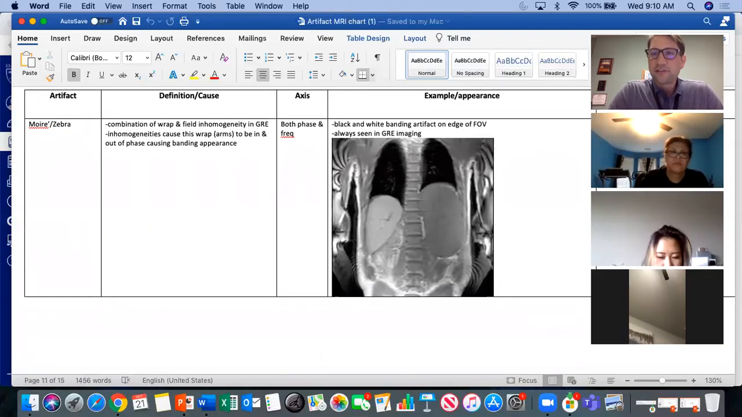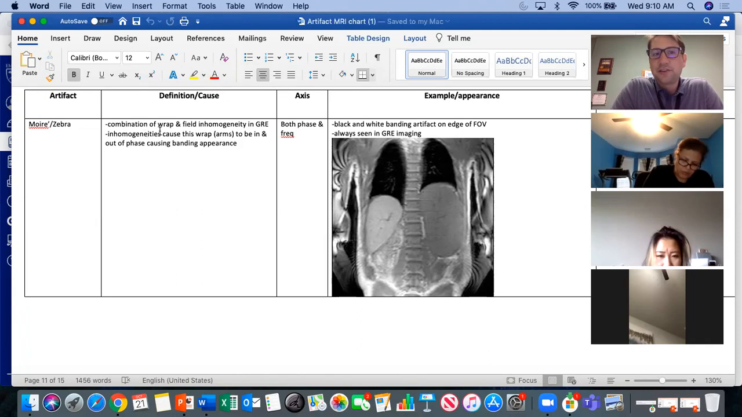All right, next artifact is called Moire. It's like a French word, or also called zebra. And you'll see why it's called zebra. I like to refer to it more as zebra just because of its appearance. So this is a combination of 2 of the artifacts we've already talked about.